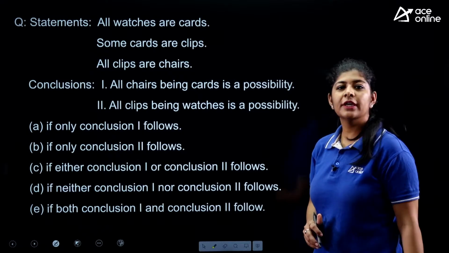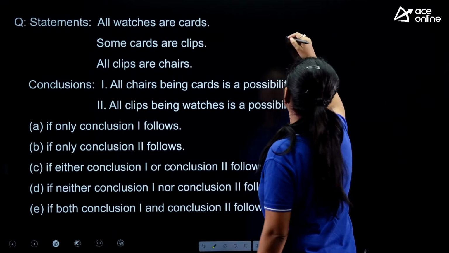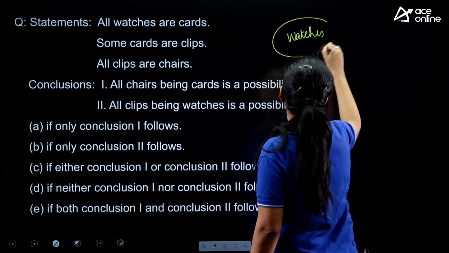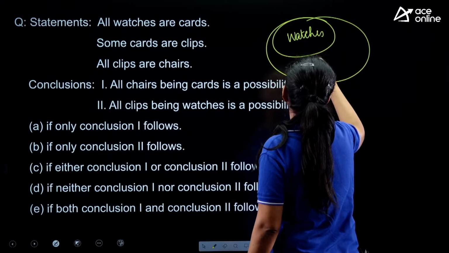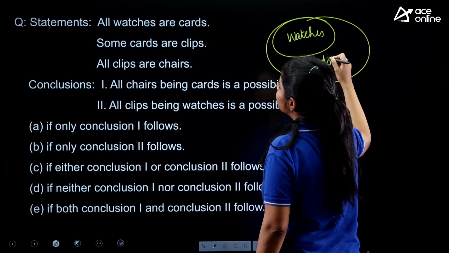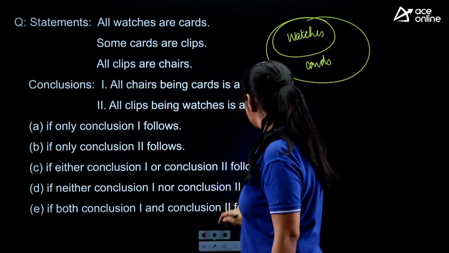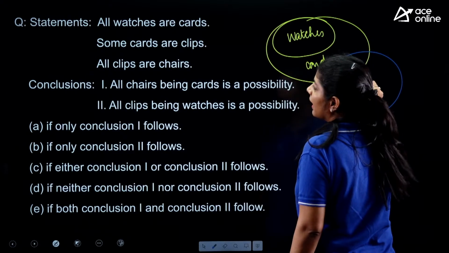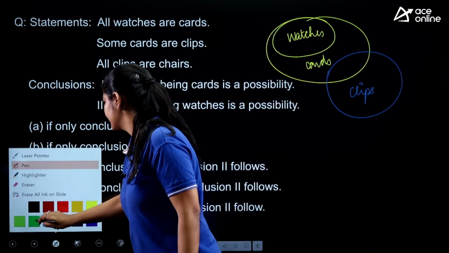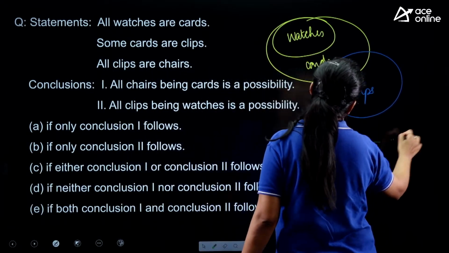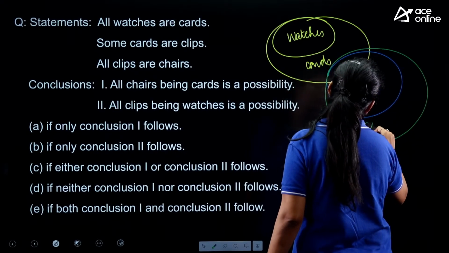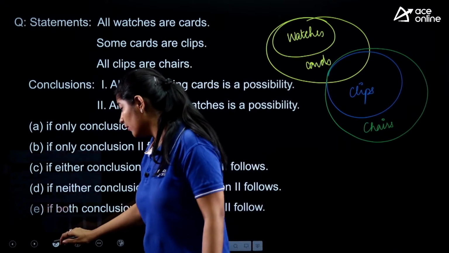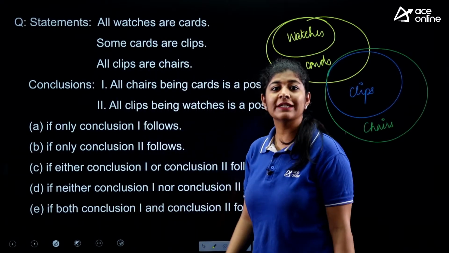Okay. So here how we are going to do? We are going to draw it like: all watches are cards, some cards are clips, and all clips are chairs. All clips are chairs, right? This is what we are having. Now, what we have to do is check our conclusions.